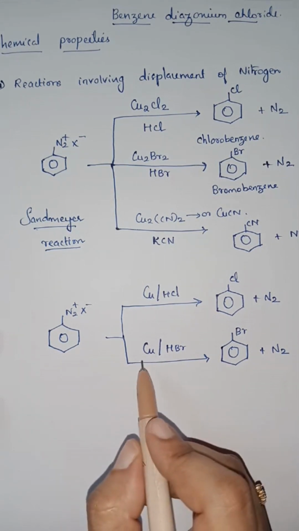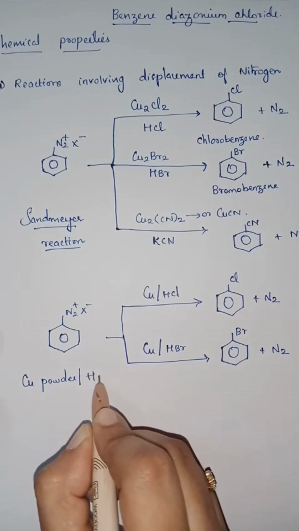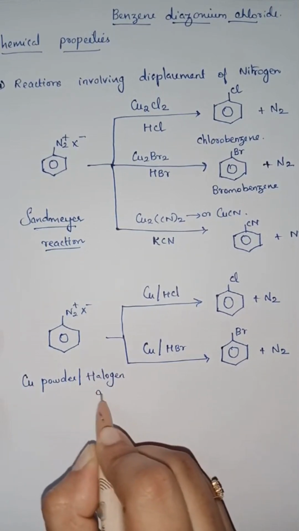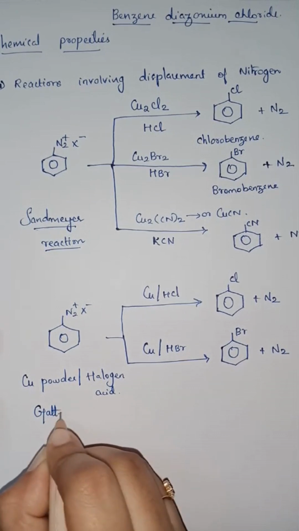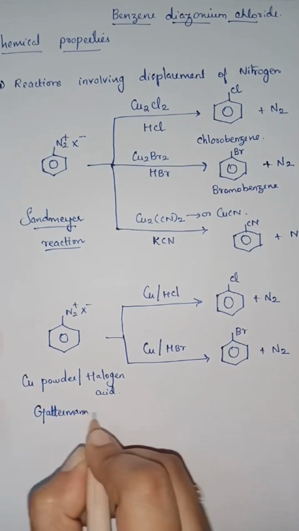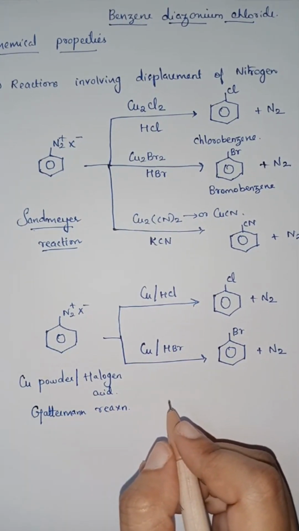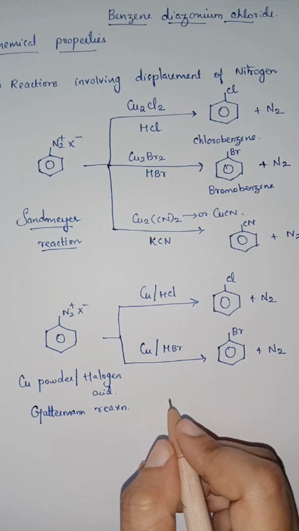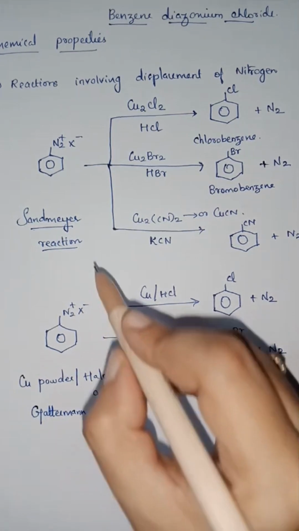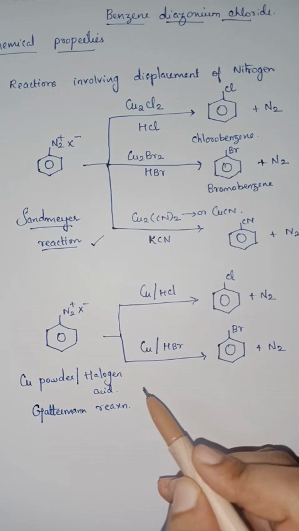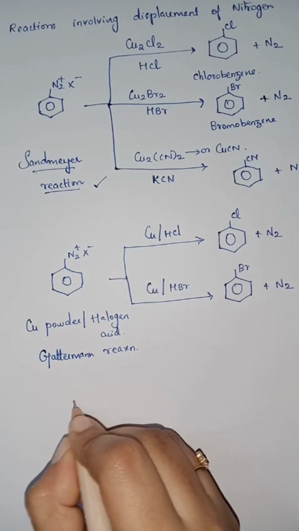Here we can use copper powder in the presence of halo acid. What is the name of the reaction? Very, very important. That is Gattermann reaction. So in this method, we can prepare halobenzene, that is aryl halide. When we compare Sandmeyer and Gattermann, which is the best method in this sense, Sandmeyer will be considered better than Gattermann reaction. So the next one we are going to discuss, how can I prepare iodobenzene?